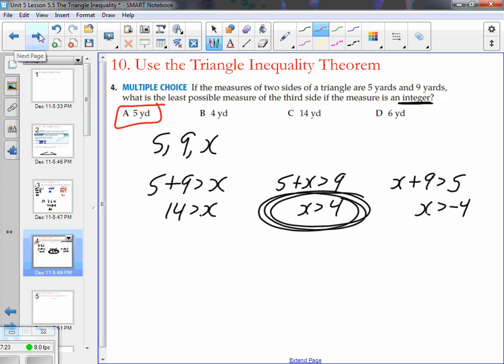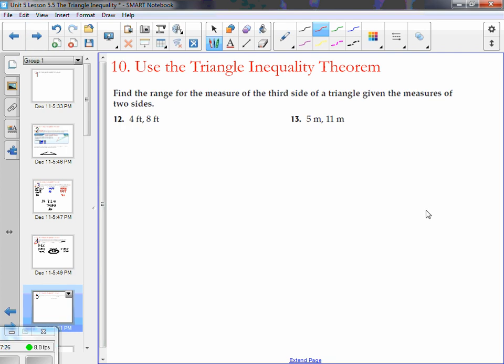All right, let's see if we can't complicate this up a little bit. 12 and 13 say find the range for the measure of the third side of a triangle given the measures of two sides. All right, now we're about to have to do some work here. We know, let's just go ahead and call that third side x to have something to call it. All right? We know that we get 3 inequalities that must be true. Let's write those out, and then I'll show you how to figure out what the range of possible values is.